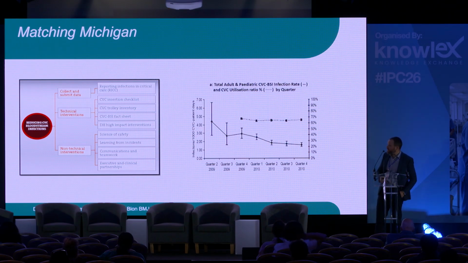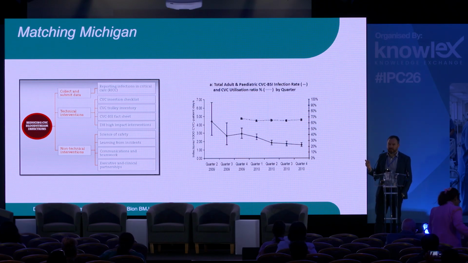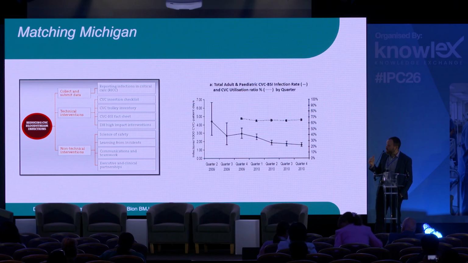There were a few bits to this. The first was developing a system for reporting infections in critical care. The technical interventions are very similar to the Keystone project, with a CVC insertion checklist, and a CVC trolley with an inventory on it, and so on. Those 5 interventions were also captured by the Department of Health high-impact interventions. So they formed part of the technical interventions.